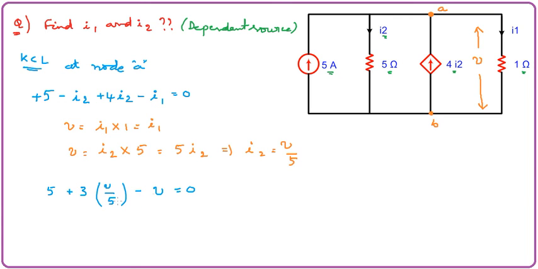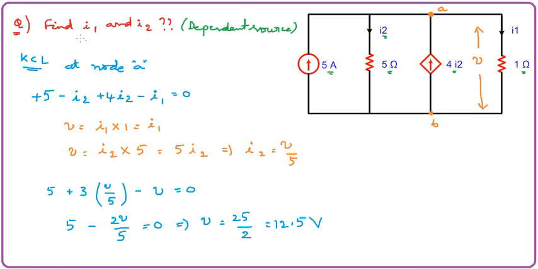So it is 5 plus 3V by 5 minus V, so it will be 5 minus 2V by 5 is equal to 0, which implies V is equal to 25 by 2, 12.5 volt. 12.5 volt. Now what is our problem?